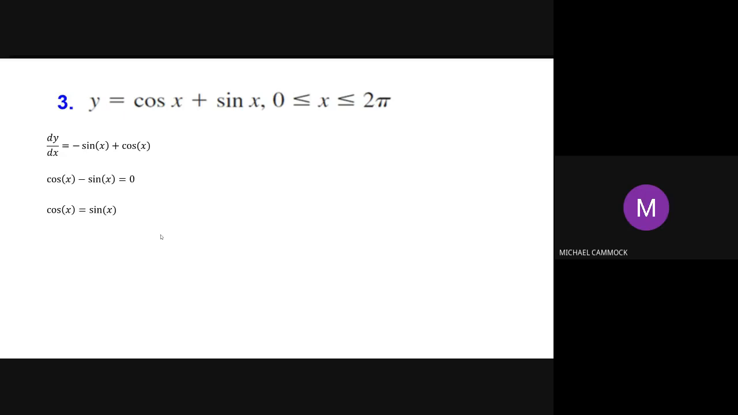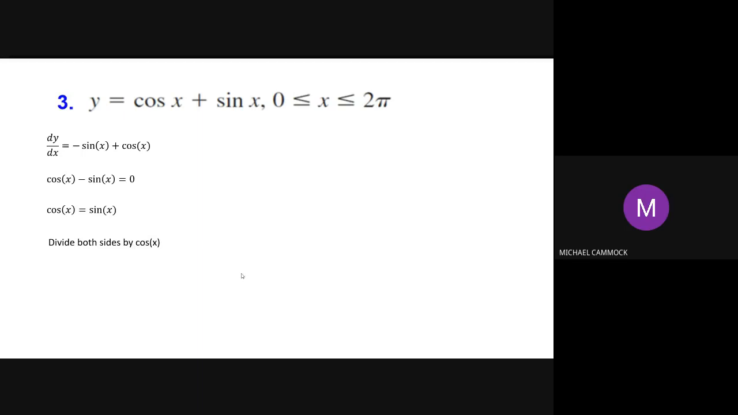No ideas from the room? How do I solve this equation? Trigonometric equation. Okay, let's try this. How about if I divided both sides by the cosine of x?